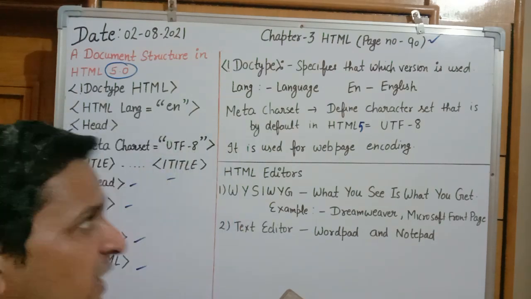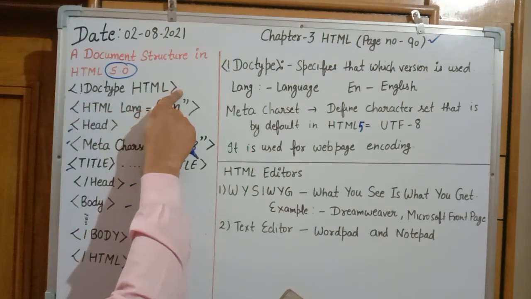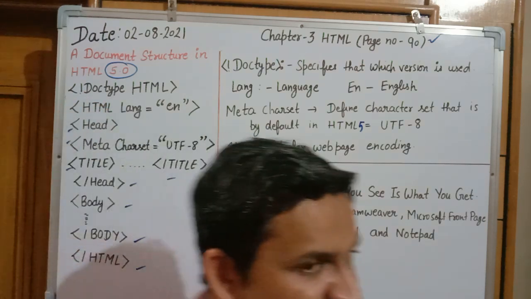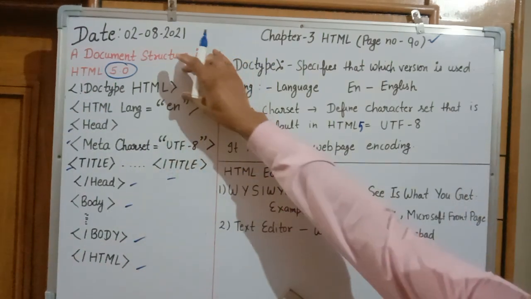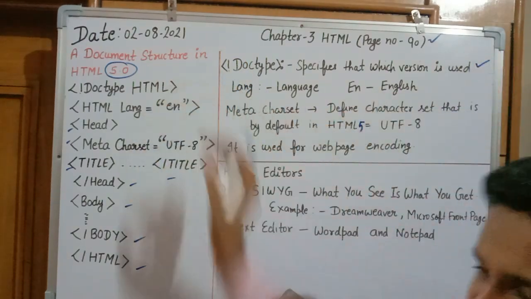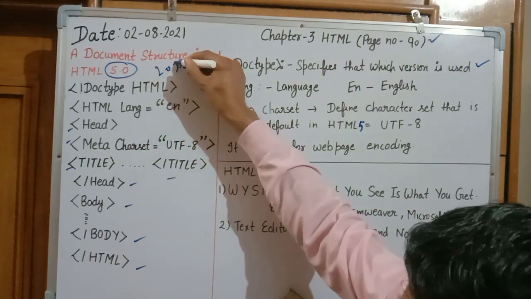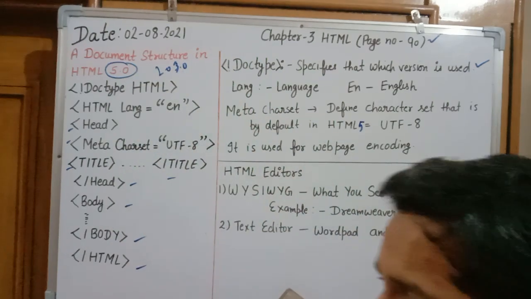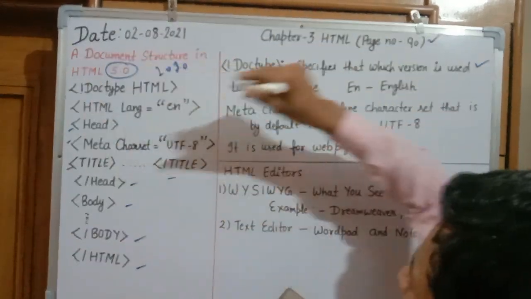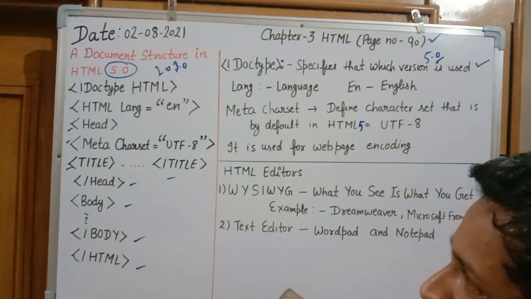So to write a program in 5.0, we need to write the code in opening and closing brackets, that is, an exclamation sign, DOCTYPE html. What is the meaning of DOCTYPE html? It specifies which version we are using for HTML. Generally we use 2.0, 3.0, but here we are using 5.0. When we write DOCTYPE, it directly represents that we are using version 5.0 in HTML.